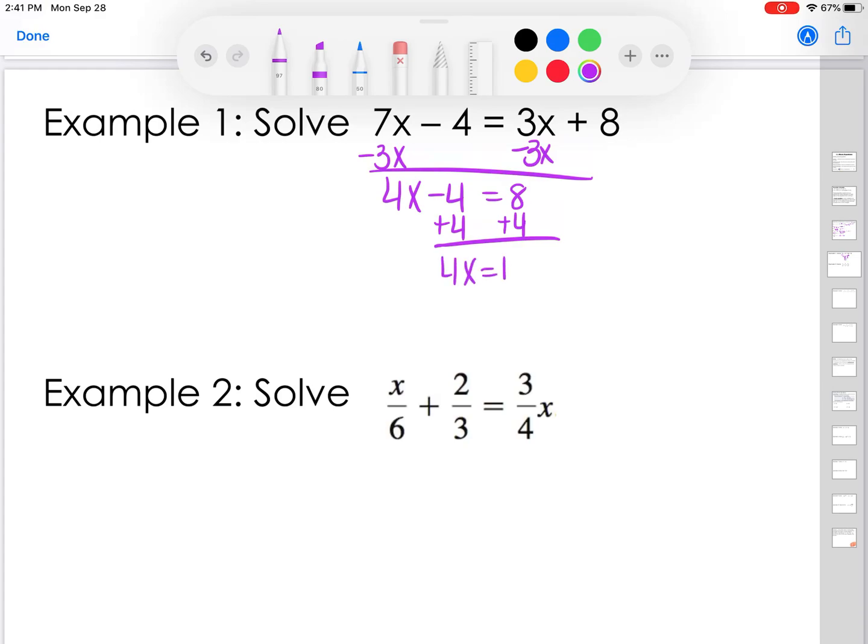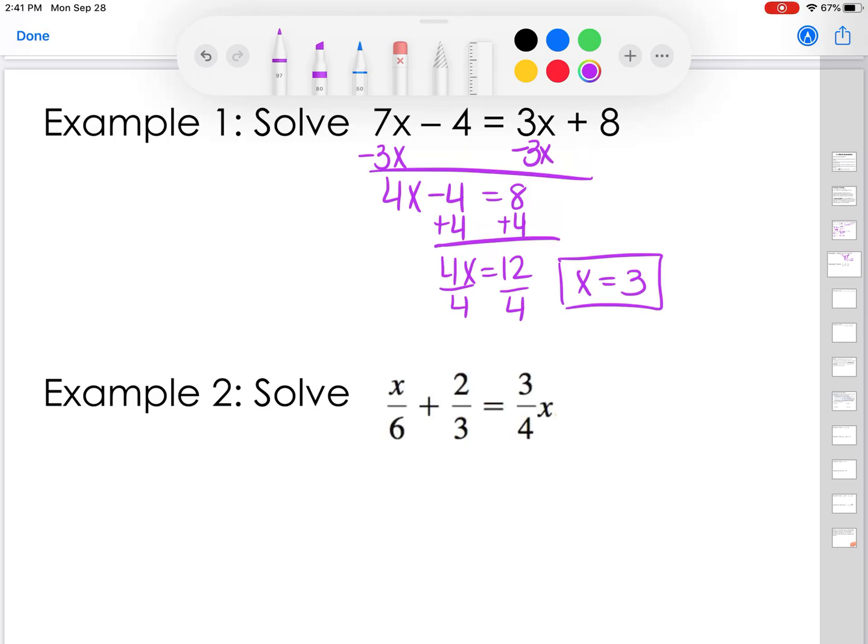4x is equal to 12, and then I'll divide and get x is equal to 3. Hopefully this is very much so Algebra 1. All right, number 2. So we have x over 6 plus 2/3 is equal to 3/4 x.